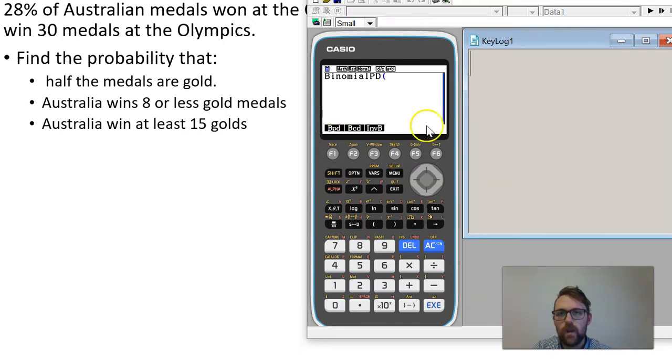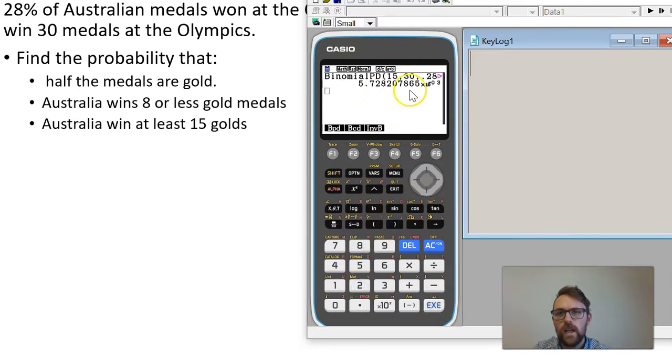What I want to find is, I'm going to first put in the value I'm interested in. So I'm going to put in 15. If half the medals are gold, we won 30 medals, that's 15. I'm going to then put a comma in. The comma is just down here. And after the comma, I'm going to put in the total number we have, so a total of 30 medals. So 15 is what we're interested in, total of 30. Then another comma, and the probability of a single trial, 0.28, and I'm going to close my brackets.